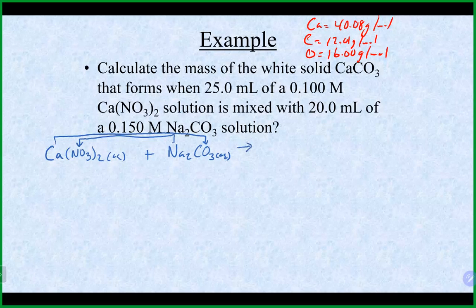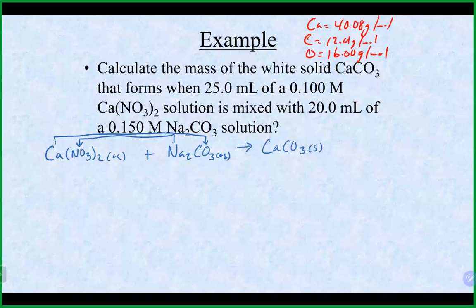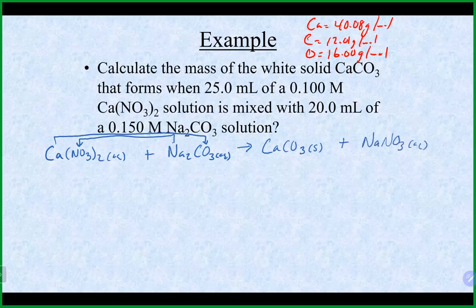So calcium is +2, carbonate is -2, which means we should end up with something like this, which would be our solid. And our sodium is +1 and our nitrate is -1, which means we should end up with something like this. Now that we have the correct formulas down, we want to make sure we balance it. And again, it looks like perhaps all we need is a 2 right up there. Any questions on that?